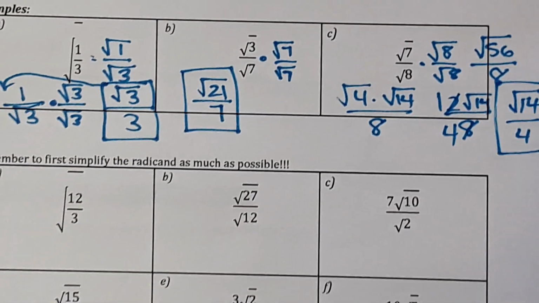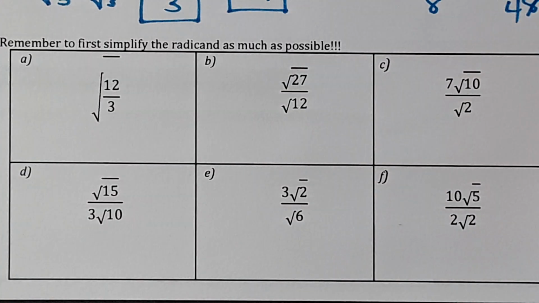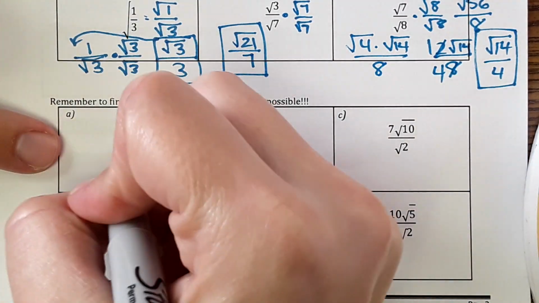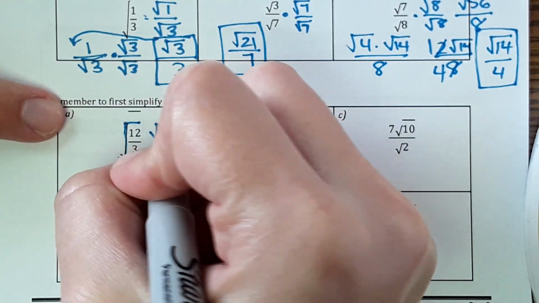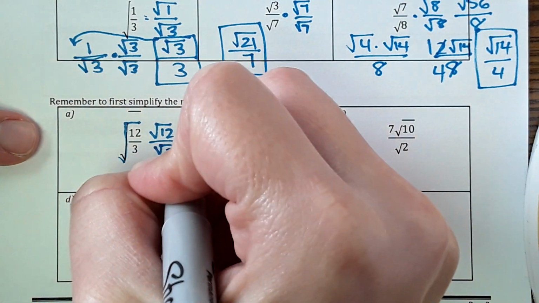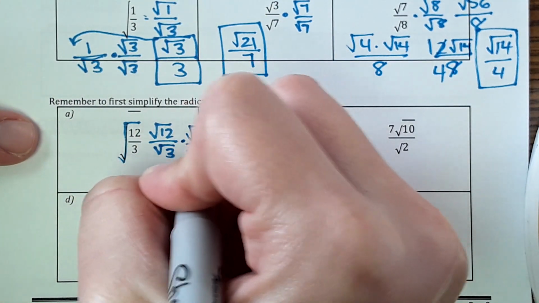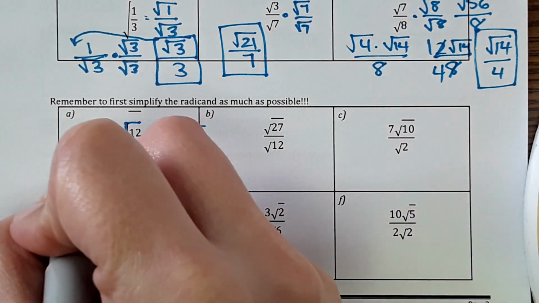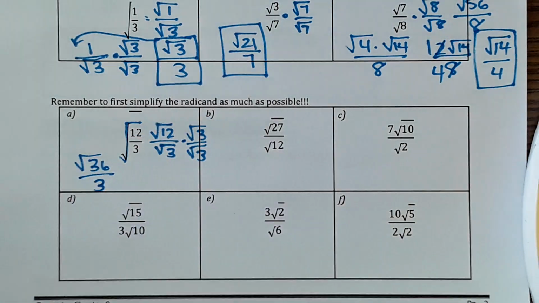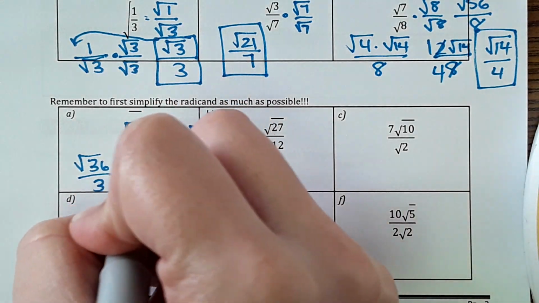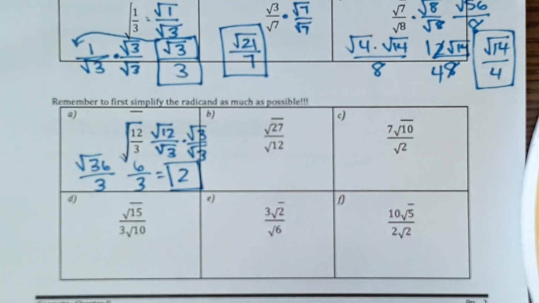Okay, next. So now we practice it with all the skills together in these practice problems. For this one, square root of 12 over square root of 3. Then I'm going to multiply by square root of 3 over square root of 3 to get that denominator out of the picture. And then we get square root of 36 over 3. And then square root of 36 is 6, over 3, 2. The answer is 2.